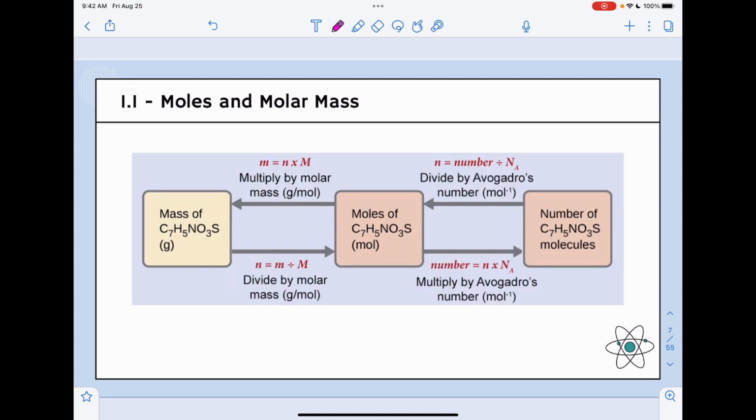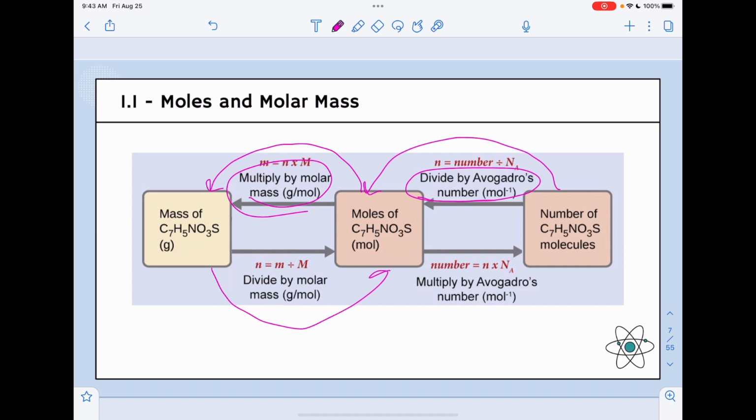So if we can convert between grams and moles, we can also convert between moles and particles. Not something we have to do very often, but it is something to keep in mind. It is a conversion that we can do. So going from number of molecules to moles, we're going to divide by Avogadro's number. Going from moles then to grams, we're going to multiply by the molar mass. We go from grams to moles, we're going to divide by the molar mass. And then going from moles to molecules, we're going to multiply by Avogadro's number.